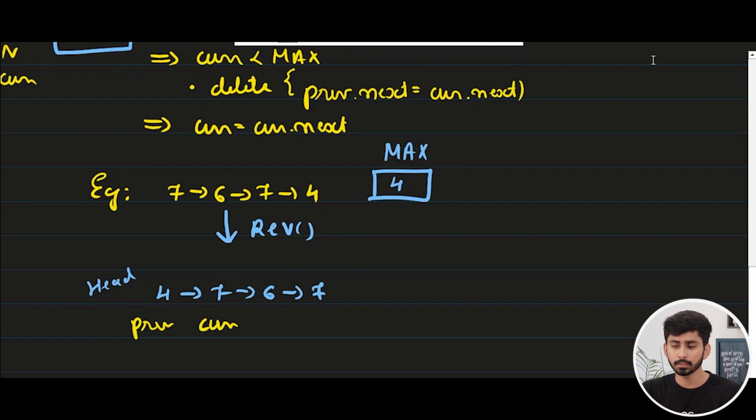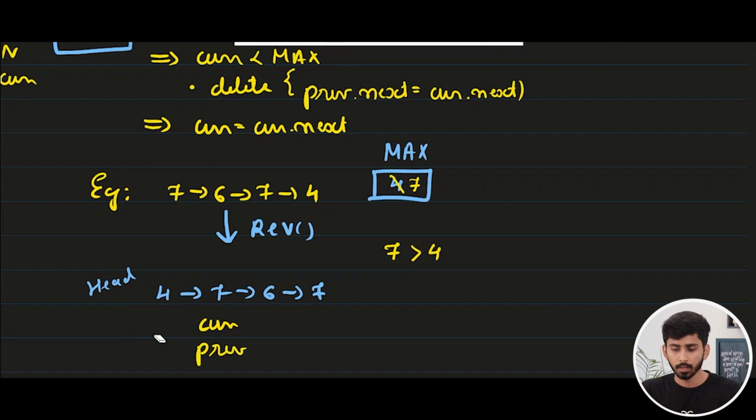So now let's try to apply the same algorithm. I'll be comparing the value of current with maximum. I can see current is 7, and what is the maximum? Maximum is lesser than current, so I'll be updating the value of maximum. So our maximum will be 7, and I'll be updating the value of previous. Previous will now be pointing to the current node. And now moving forward with the next node, which will be 6.